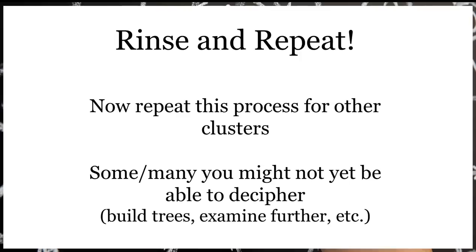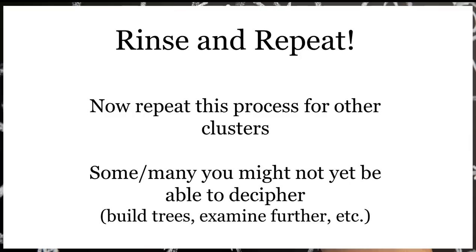So what do we do? We just rinse and repeat. We do this process now for all the other clusters, and we try to figure out where those clusters line into our tree. A lot of them, you're not going to be able to decipher where they fit in with your tree, potentially because the matches might be distant, they might not have trees associated with them, they might not have good trees, they might not have accurate trees.